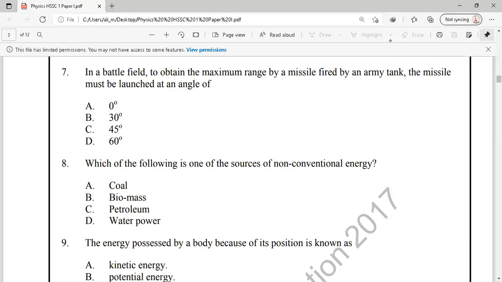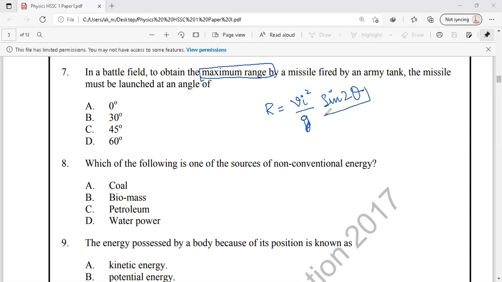Then we have question number 7. In a battlefield, to obtain the maximum range of a missile fired by the tank, the missile must be launched at what angle? So we know that the range of a projectile is equal to initial velocity squared over g into sine 2 theta. So for a particular value of initial velocity, the range would be maximum if sine 2 theta is equal to 1.